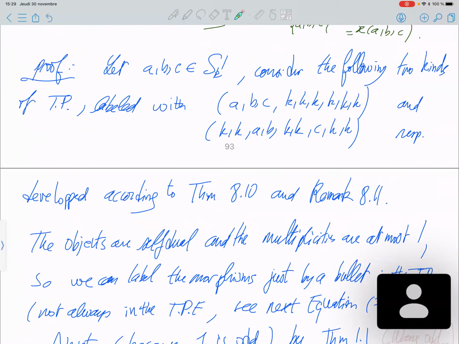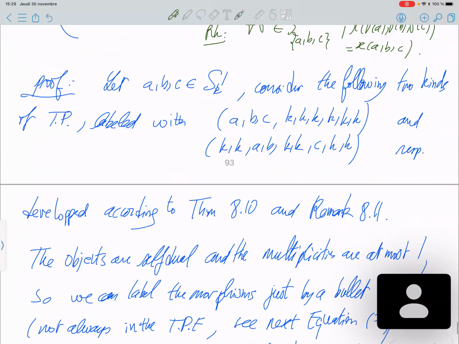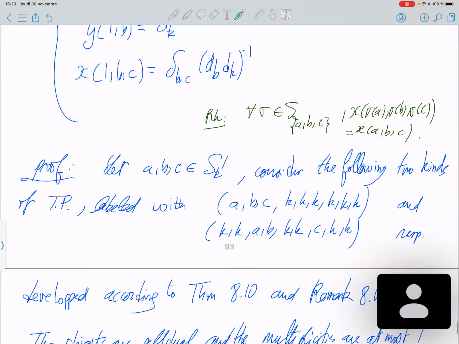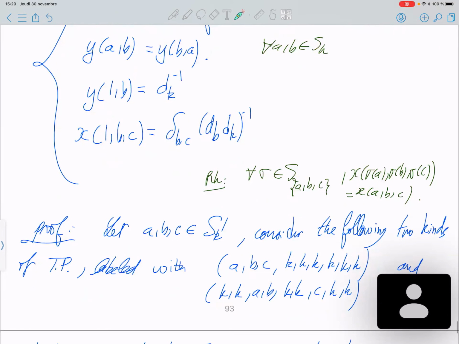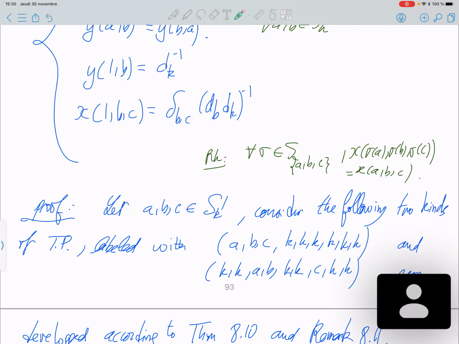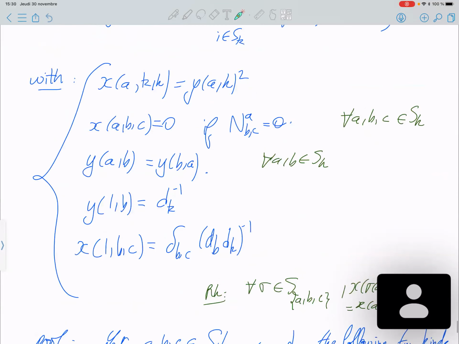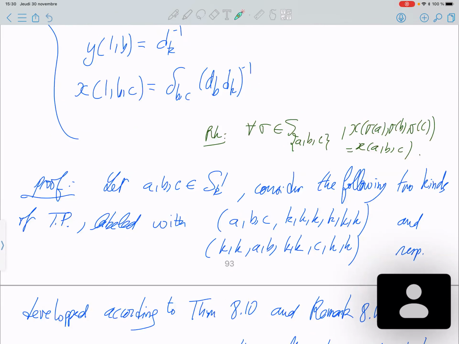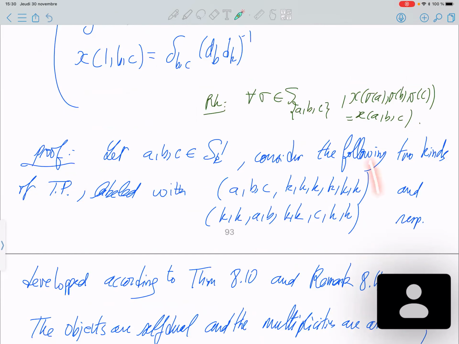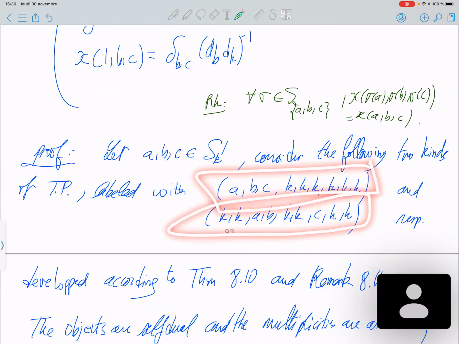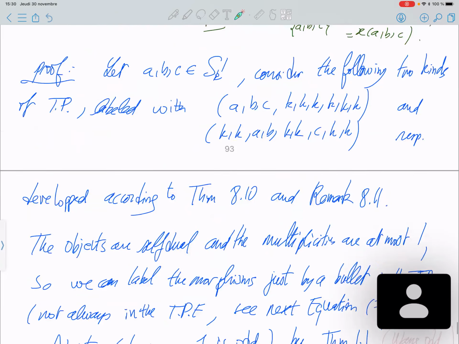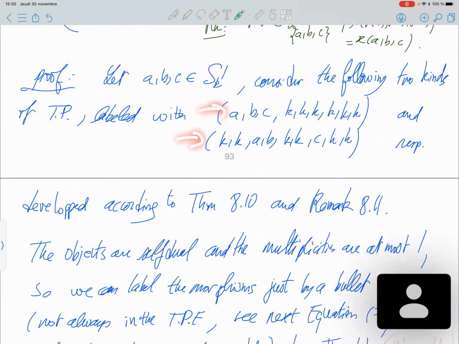Okay, so the proof. Let me reread briefly what I started to write last week. So we consider three elements in the subset SK prime. And we will consider two triangular prisms labeled with these indices. I will write the TP with the label. We will develop it according to the simplified TP.